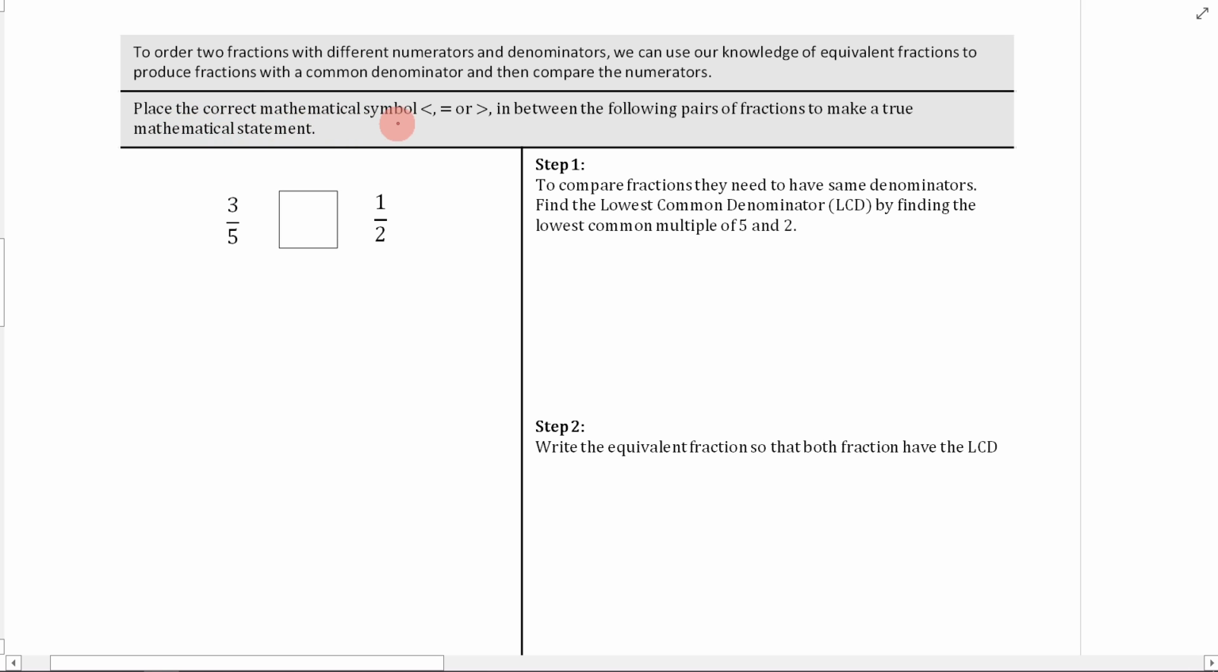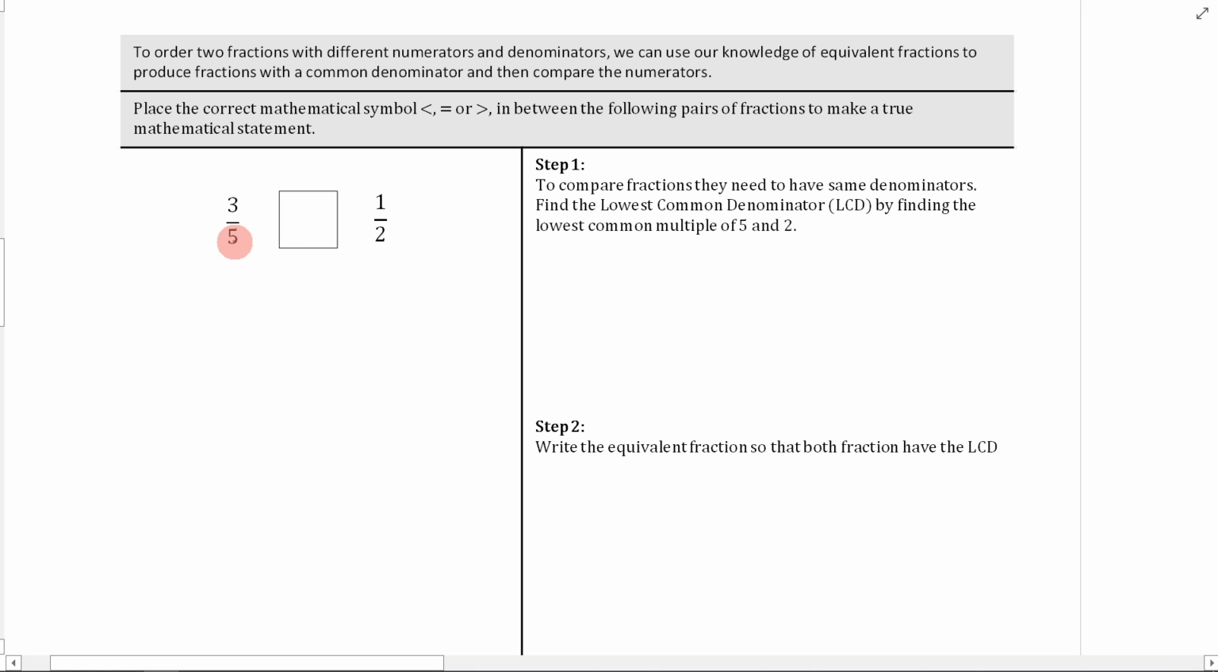We want to place the correct mathematical symbol in between the following pairs of fractions to make a true mathematical statement. So here we've got 3 on 5 and 1/2. So as you can see, different numerators and different denominators. So the tricks that we have previously learned don't apply here because everything is different. So what we're going to do is follow these instructions, which tell us that to compare fractions, they need to have the same denominators.